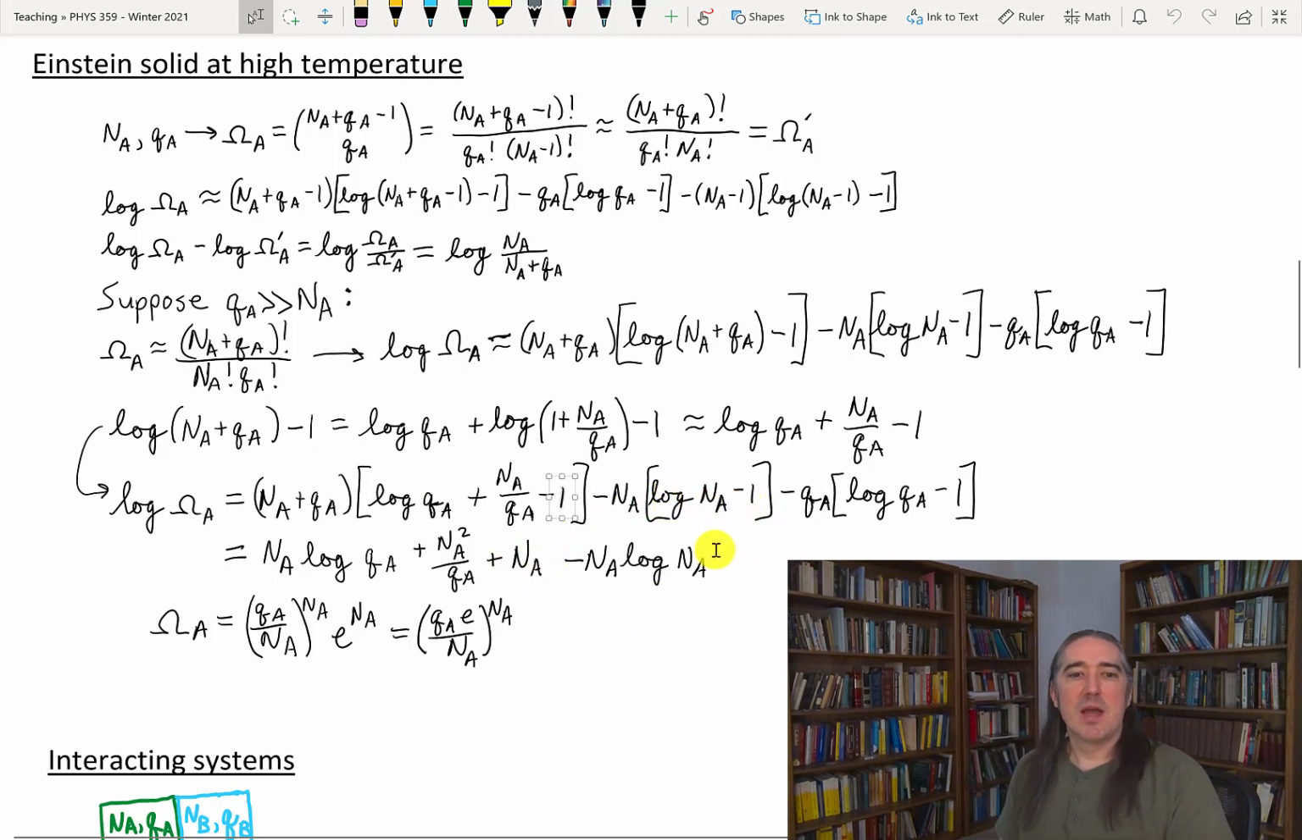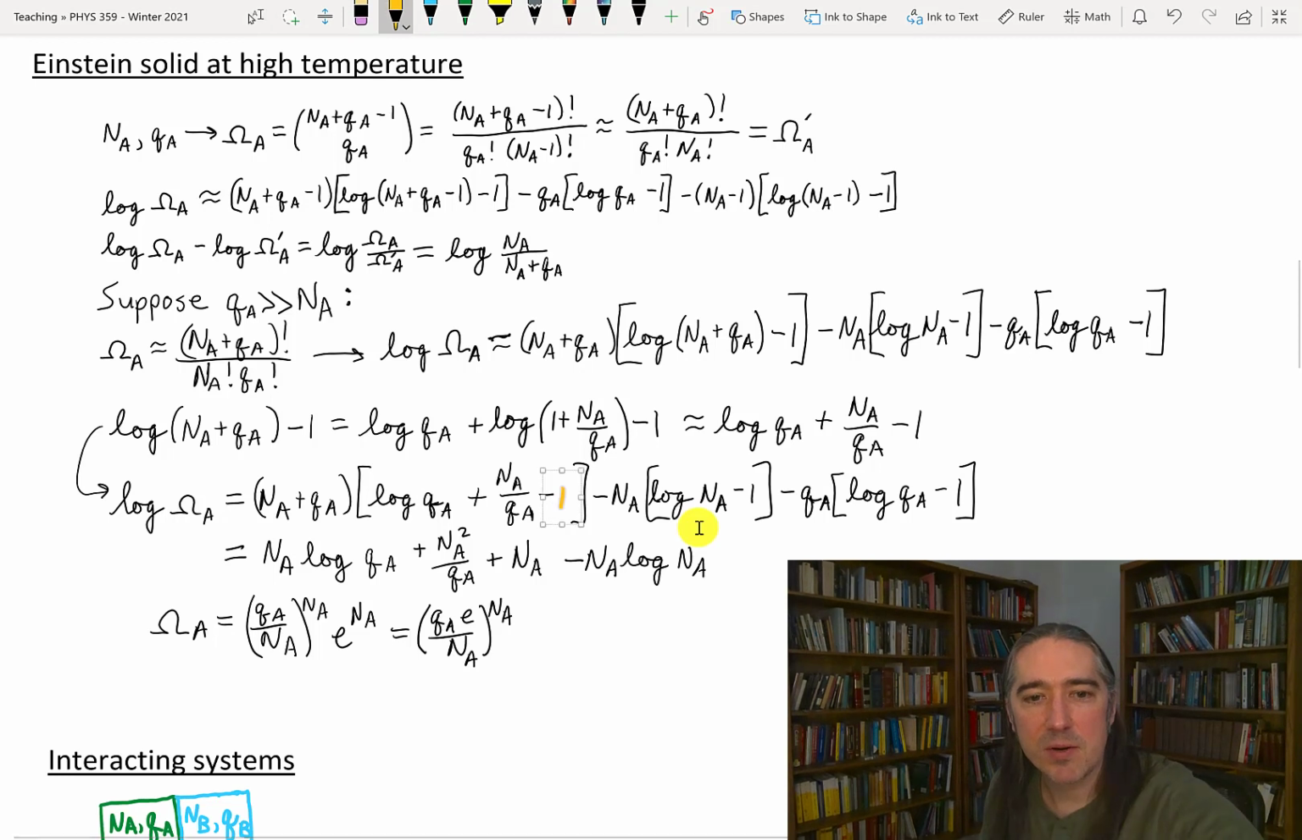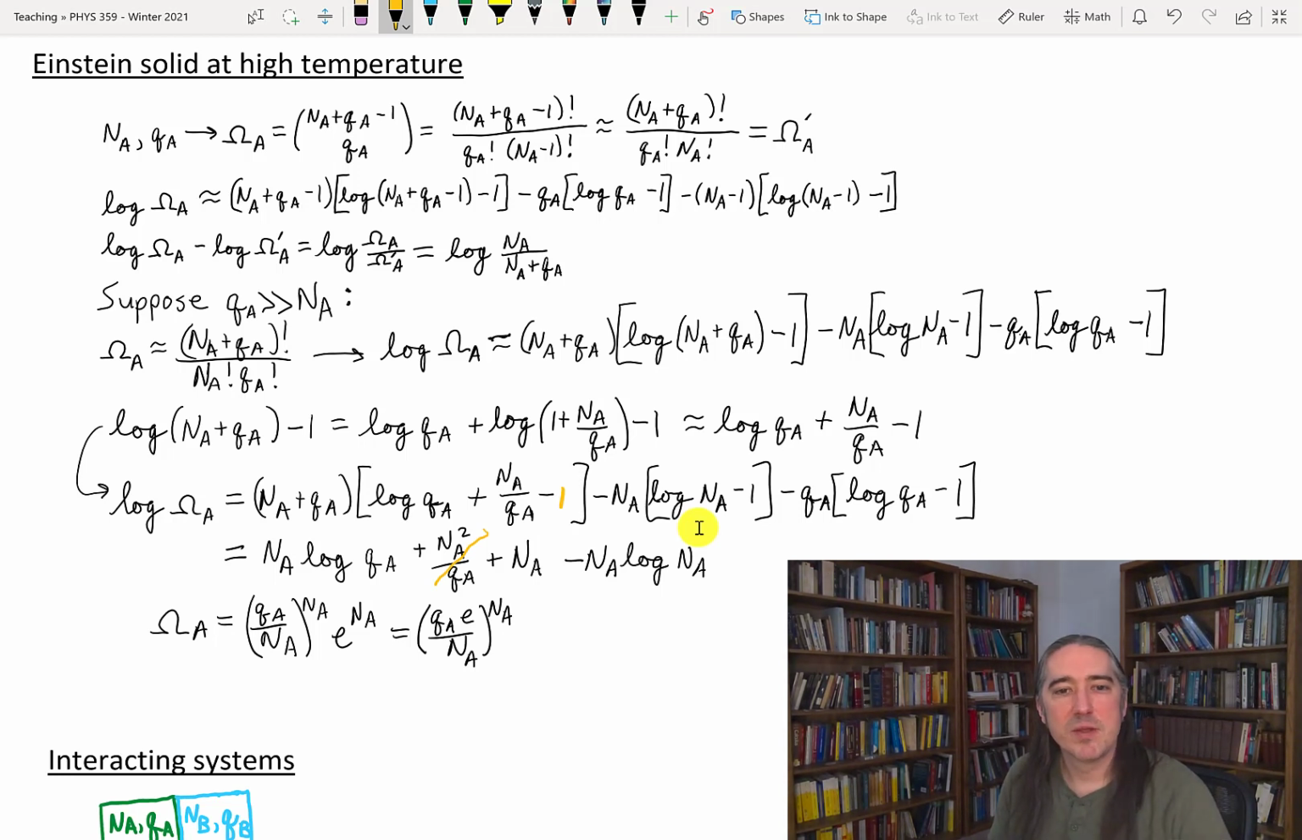The last thing we're going to do is ignore this term. The reason we're going to ignore that term is we've said Q is much bigger than N. So this term is much smaller than this term, which we're retaining. And each of them will probably be a bit smaller than these because these do have logarithms of large numbers multiplying Na.